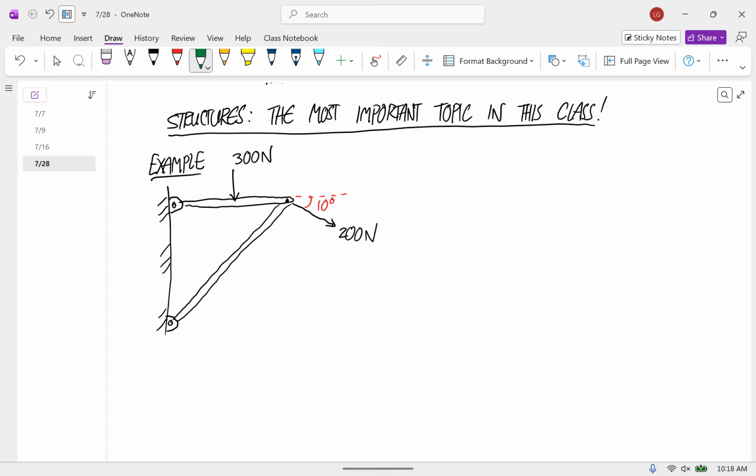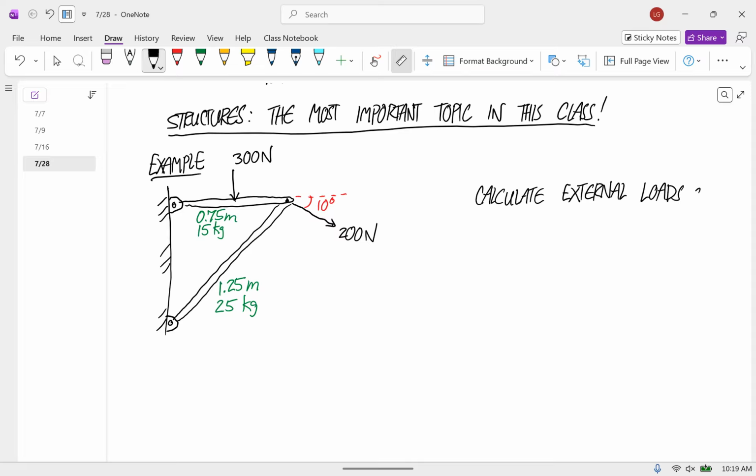And the length of the horizontal member is 0.75 meters. The length of the diagonal member is 1.25 meters. The horizontal one has a mass of 15 kilograms. The diagonal one has a mass of 25 kilograms. And we want to calculate the external loads on each member.